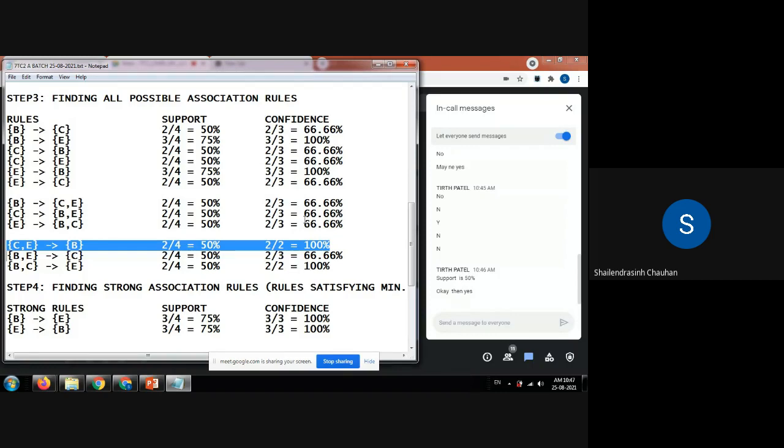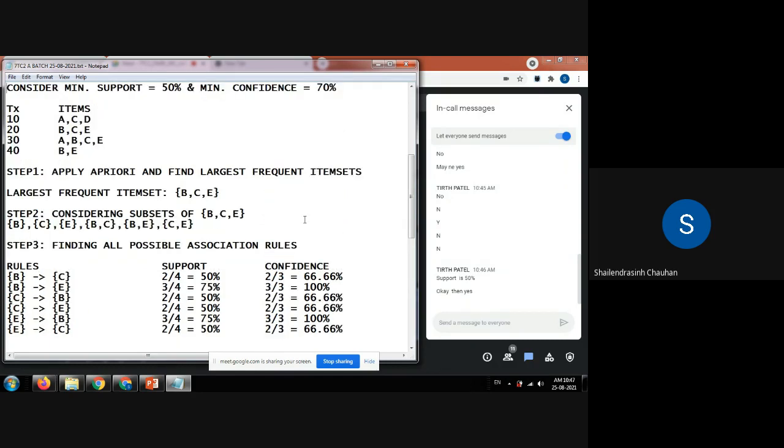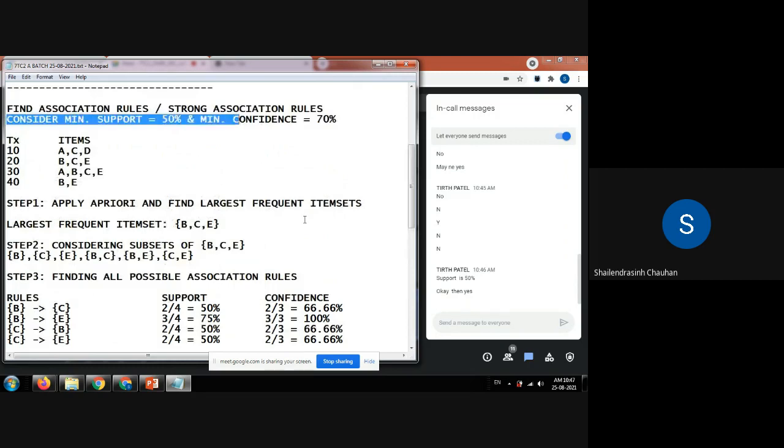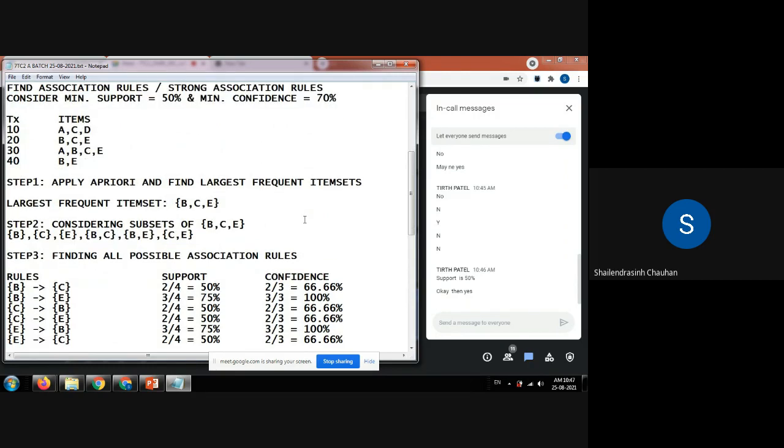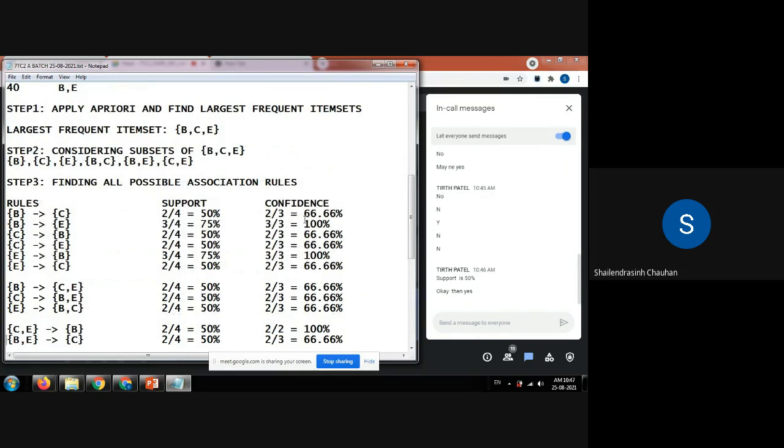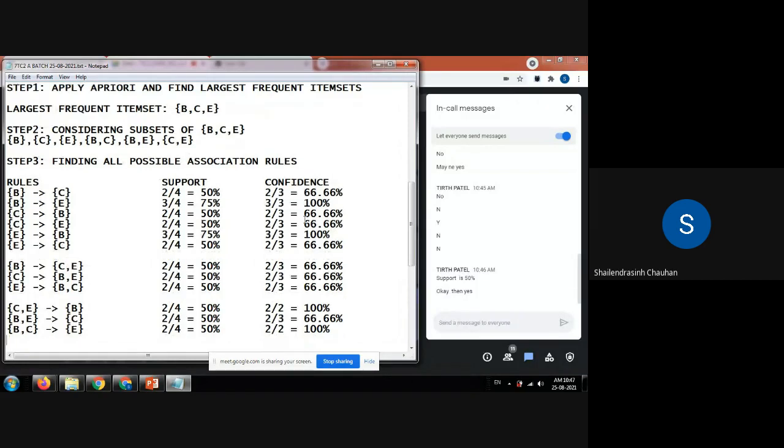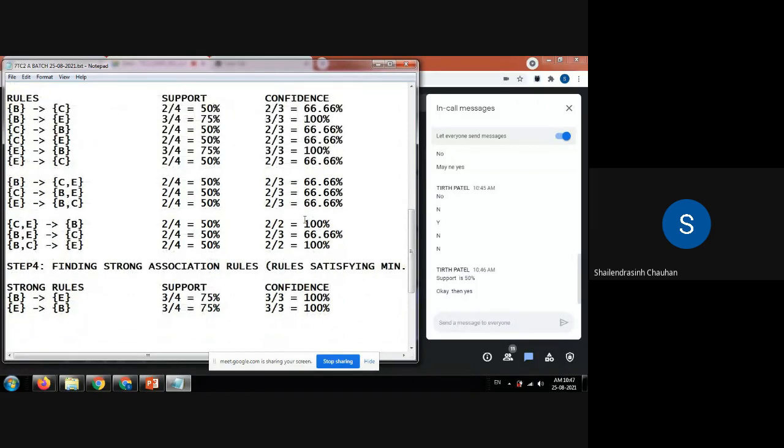So you need to observe whether that rule has minimum support and confidence greater or equal to the given criteria. Minimum support is 50%, minimum confidence 70%. Is it having support greater or equal to 50 and confidence greater or equal to 70? You need to check both. Both criteria should be fulfilled, not only one. Yes, it is strong because it has support greater or equal to 50 and confidence greater or equal to 70.